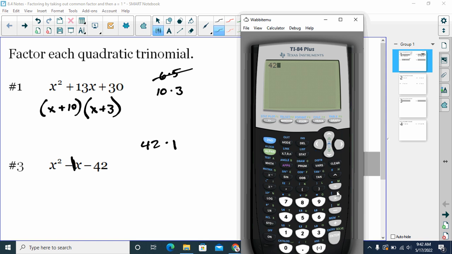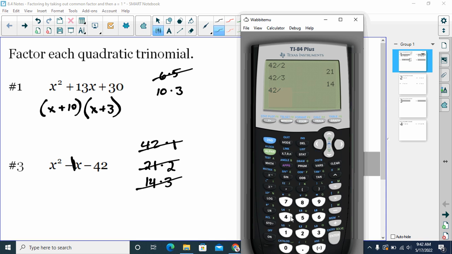So if you're not sure about things that multiply to 42, just start dividing it. 42 divided by 2 gives us 21. So 21 times 2. Add them gives me 23. Subtract them gives me 19. I'm trying to get 1. Those don't work. Divide by 3. 14 times 3. Add them gives me 17. Subtract them gives me 11. So that's still nowhere close to 1.